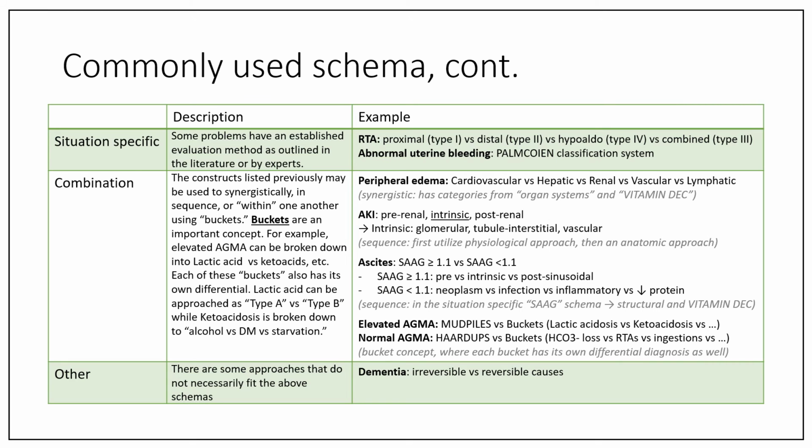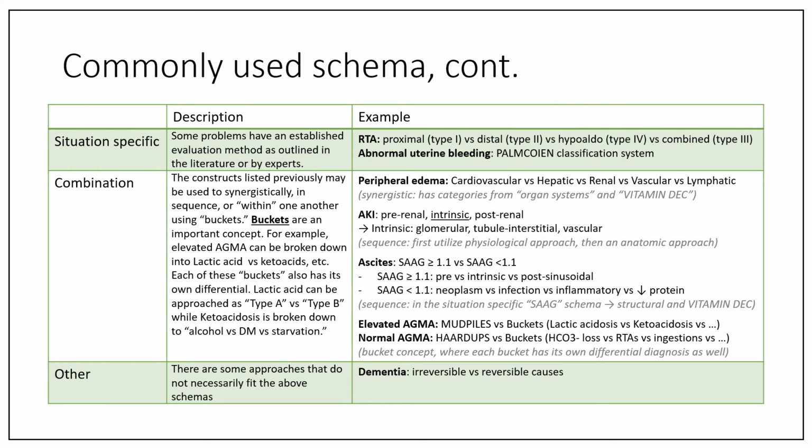Now, we'll talk about the really important concept of buckets. This can be well illustrated by looking at the elevated anion gap metabolic acidoses. The classic mnemonic that we all know as med students is MEDPILES. However, I personally feel that the buckets approach is much more useful since it emphasizes the pathophysiological processes of gap acidosis, as opposed to simply memorizing a list of causes.